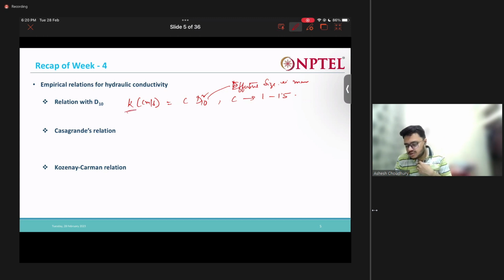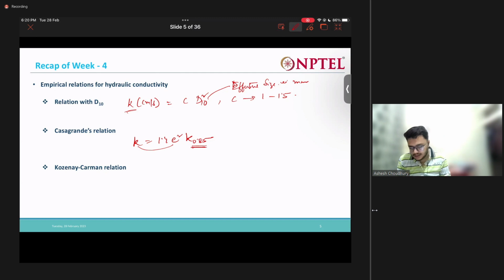Next, Casagrande also proposed a relation: K is equal to 1.4 e squared times K at 0.85. So if we know the hydraulic conductivity at a void ratio of 0.85, using this relation we can find out the hydraulic conductivity at any void ratio e.